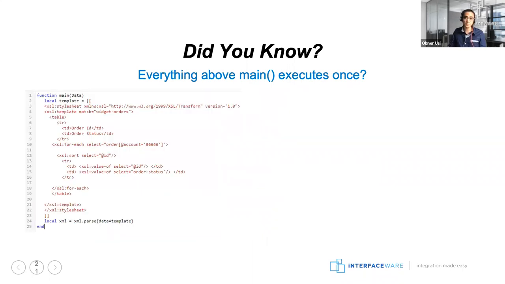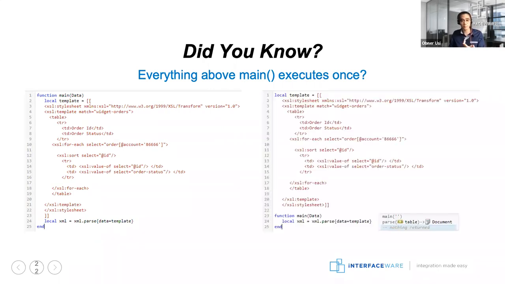Here's another example. This is a simplified example based off a previous request where a customer wanted to improve the performance of their script. Let's say you have a template XML here and you want to parse it. You can see how inefficient this code is. Every time a message comes in, the template has to be reassigned. A better implementation would be the following.